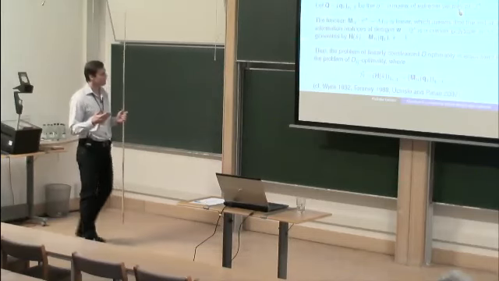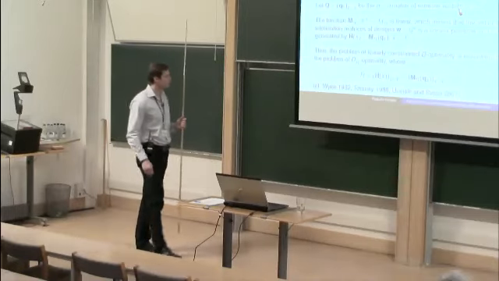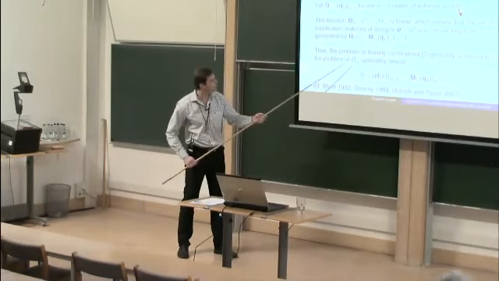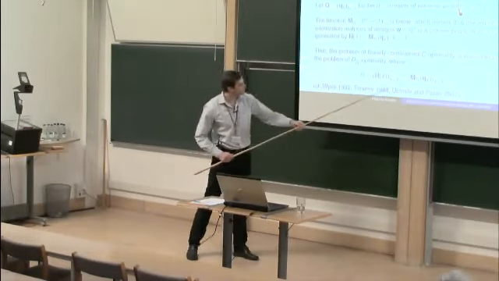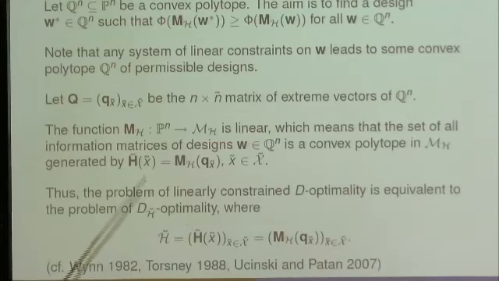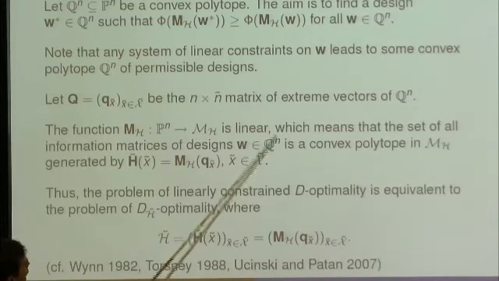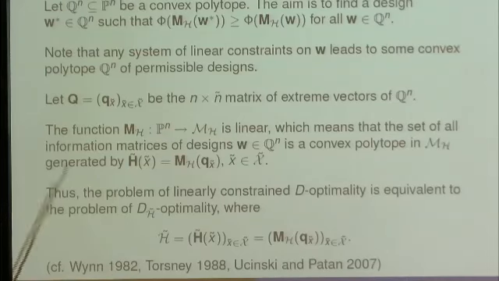Thus, simply, the problem of linearly constrained D optimality is equivalent to the problem of DH optimality or DH tilde optimality, where H tilde is a model which consists of these information matrices of the extreme designs, extreme vectors, but extreme designs. It can be seen as extreme constraint designs. Okay? So simply we have a general problem of DH optimality, by solving which we can arrive at these constraint designs. Of course, this is again not new.